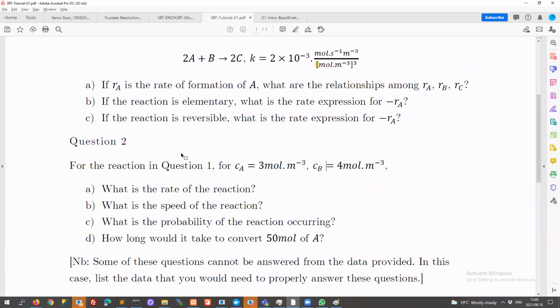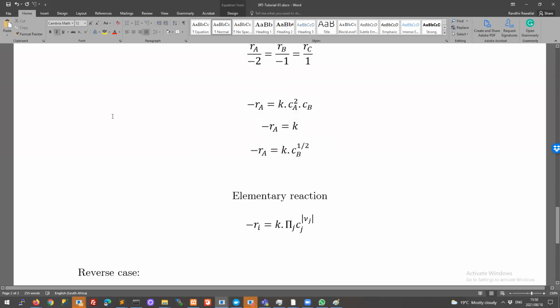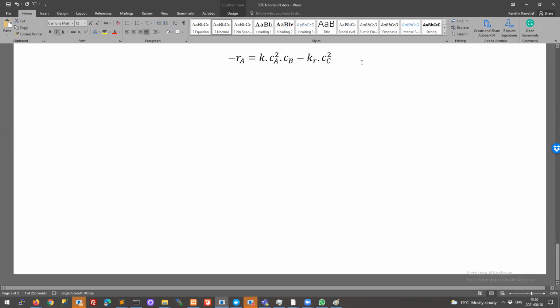Okay, then question 2, what's the rate of this reaction? So we have a rate expression now, and we have concentrations. And of course, I'm going back to this form. So this is what we have actually said so far the reaction rate is.